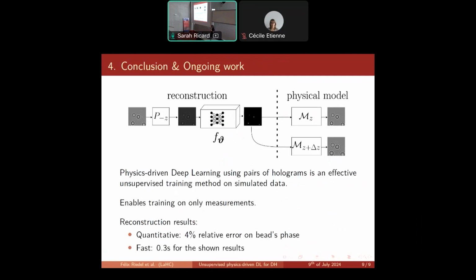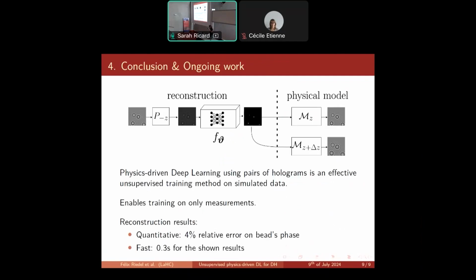What we want to expand into is actually experimental data. That's what we are working on. And the really interesting part of it is that we actually can train it only on experiments and not on ground truth that we have to calculate.